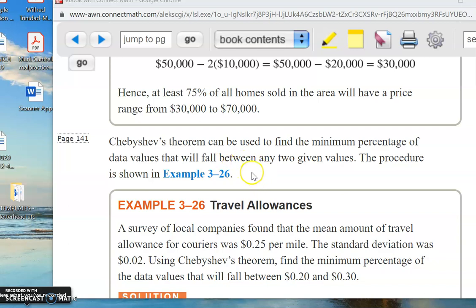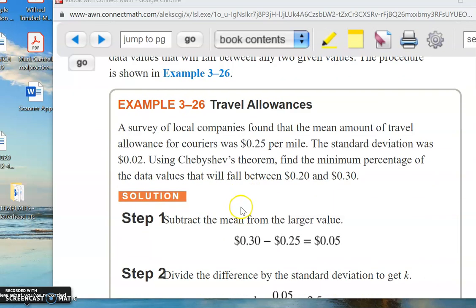What it's saying is that this theorem can be used to find the minimum percentage of the data values. What percentage? Will it be half of them? Will it be 25% of them? Will it be 30% of them? What will it be that will fall between any two given values? Now that seems a little strange. The language is hard. So let's just take an example and we'll bounce back and forth and we'll see that it's not as hard as it looks.